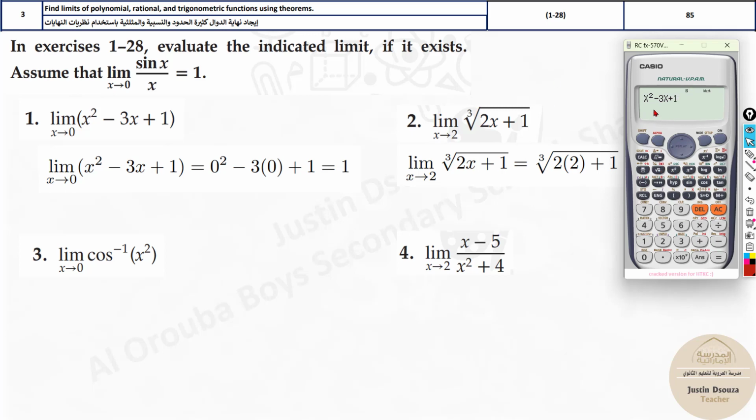And now what you need to do is remember to check. See, they have indicated limit if it exists. That means you need to check for the left side limit and the right side limit. What does that mean? Say, for example, limit as x tends to 0 from the left side and limit as x tends to 0 from the right side. These two conditions must be met. They must be equal. Then you can tell that is the answer.